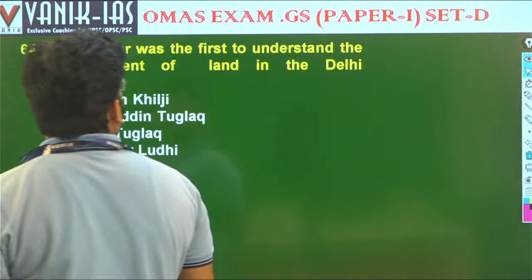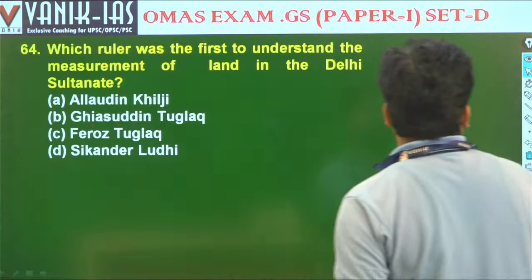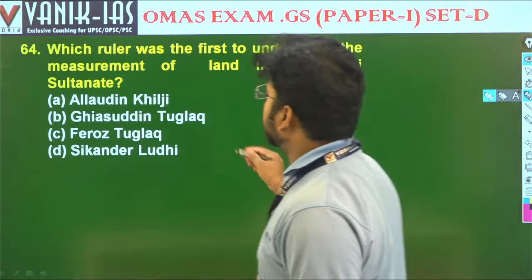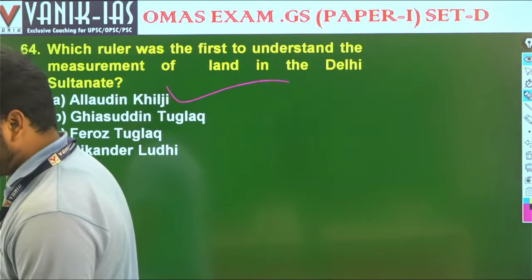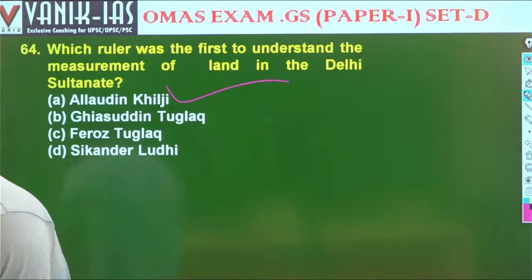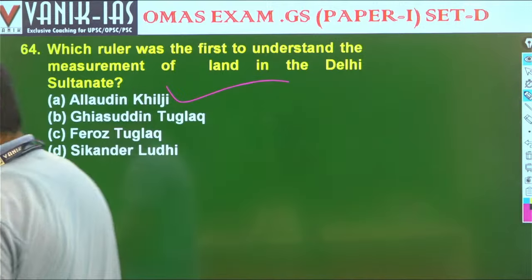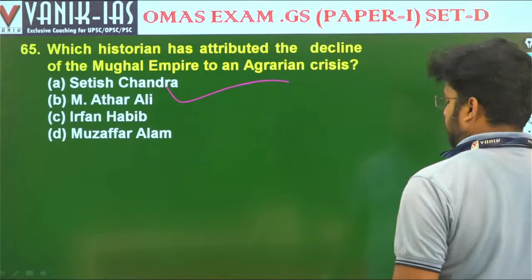Which ruler was the first to understand the measurement of the lands in the Delhi Sultanate? Alauddin Khilji. In this dimension, Alauddin Khilji had worked, also market reform. Tughlaqs worked on general irrigation projects. Right, Alauddin Khilji is the answer. Next.